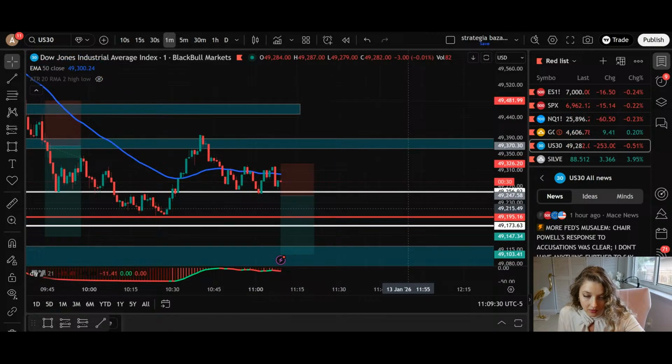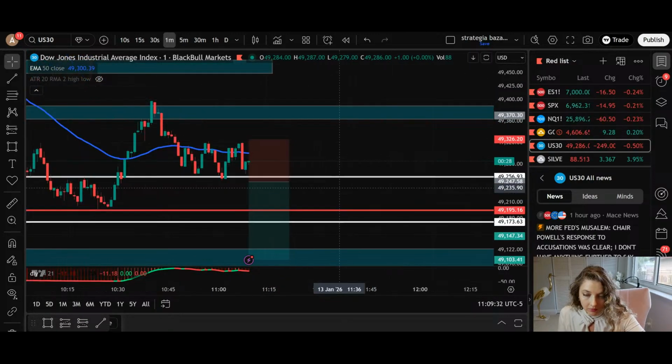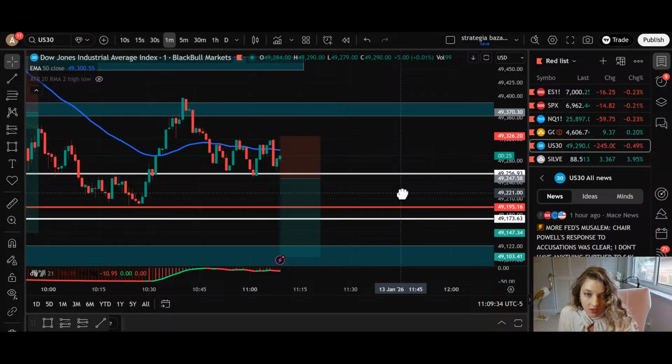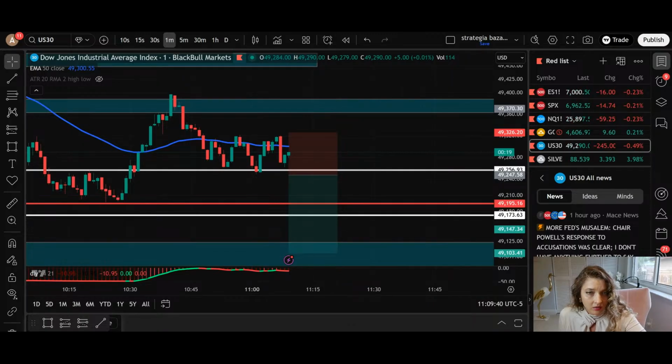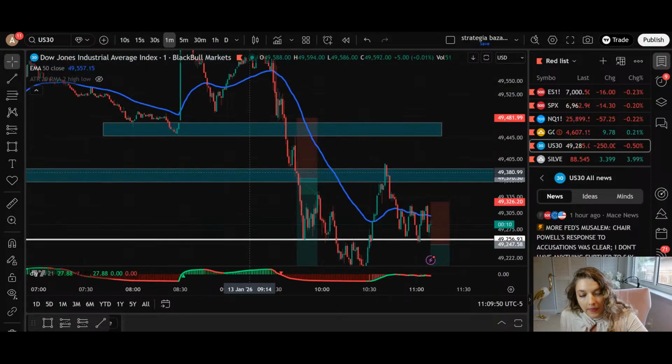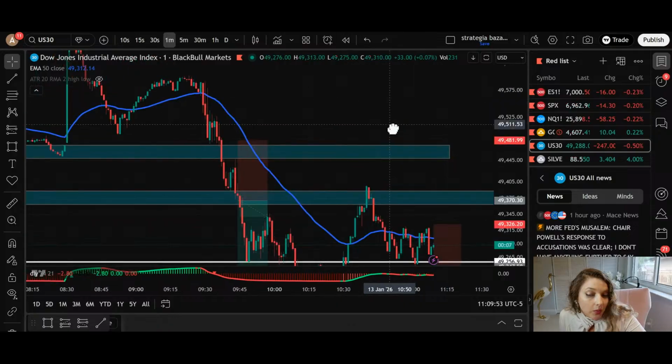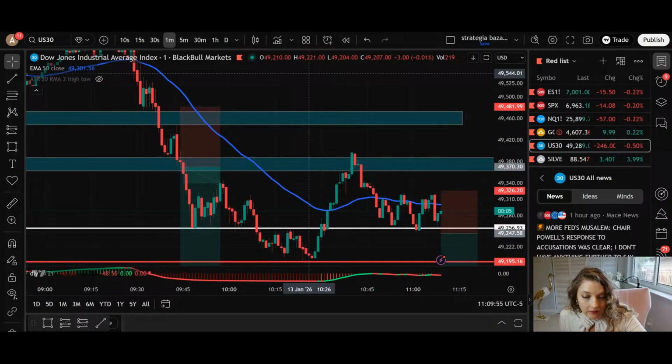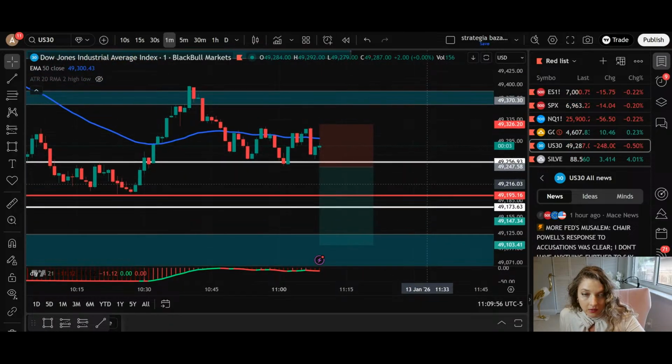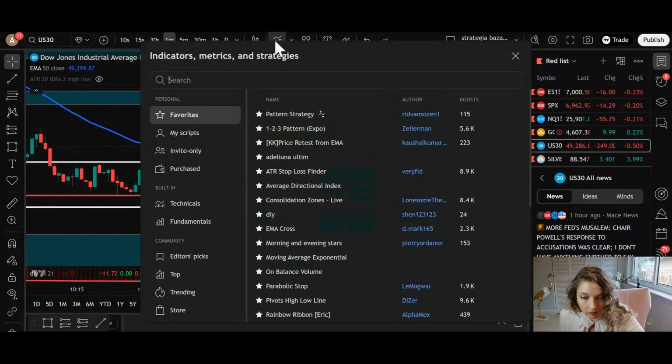It does have its bad days, like Friday was a really bad day. It did not give you any entries, but I'm backtesting it. In a trend, it does work pretty well. The indicator is called Sahim.